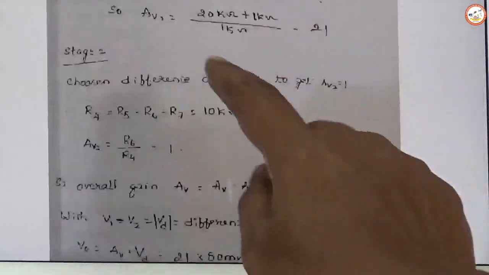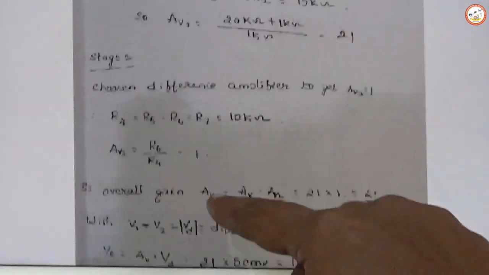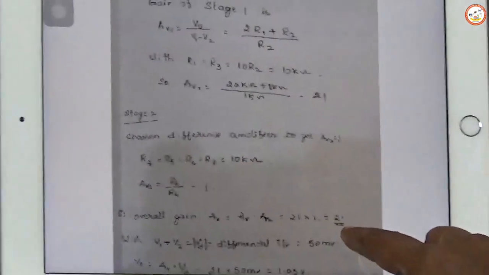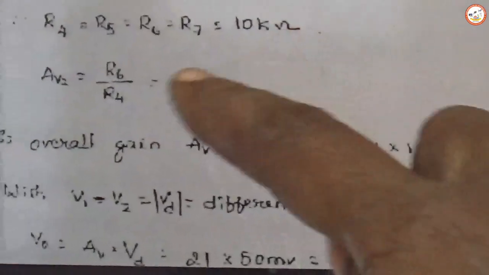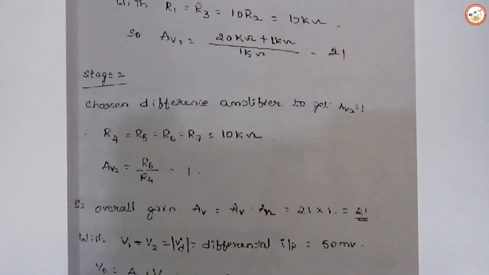Gain of the first stage we get as 21. Overall gain, if I want to calculate, is the first stage gain multiplied with the second stage, so you will get 21. So now we need to consider for different input variations how you will get an output voltage.